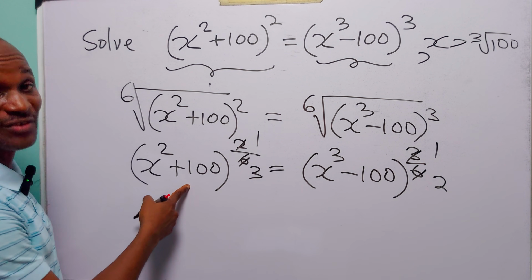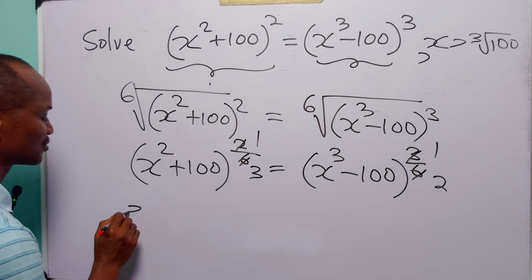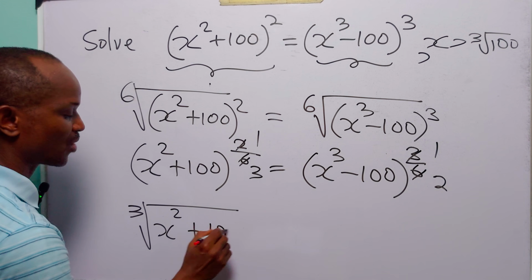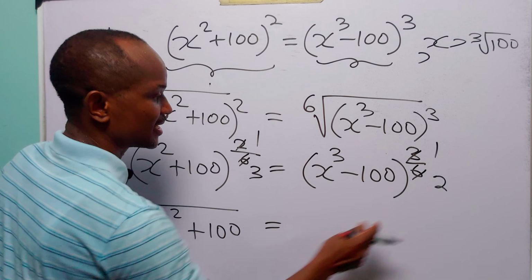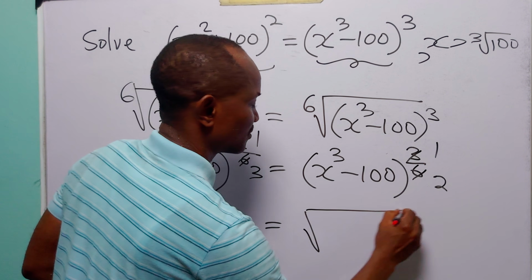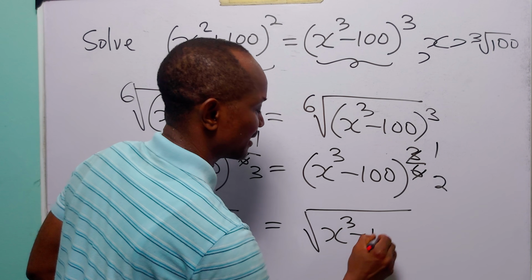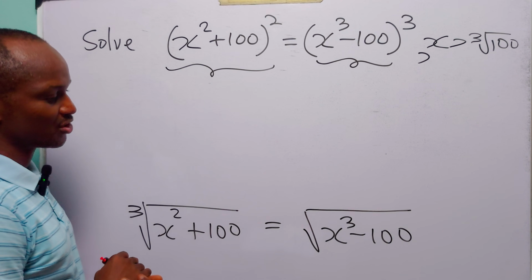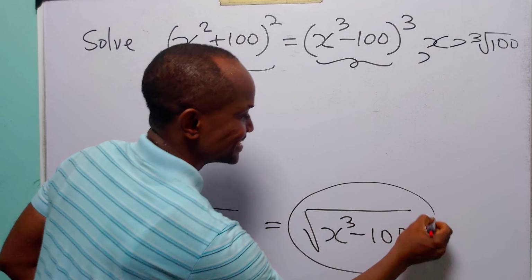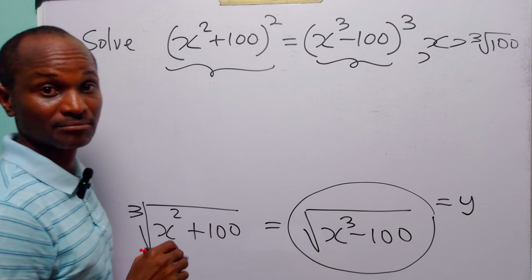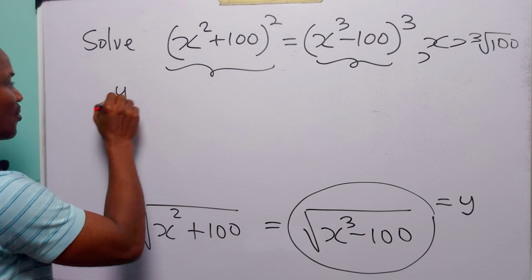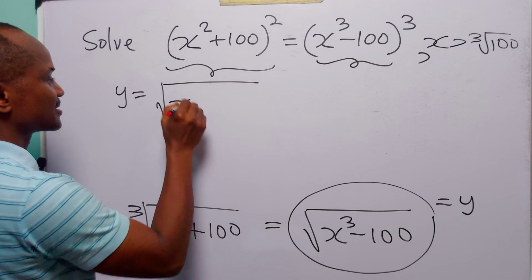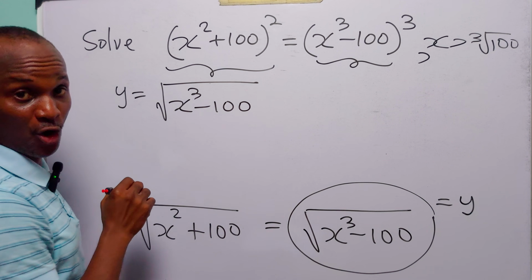So on the left hand side of this equation, we have the cube root of x squared plus 100. And this is equal to the square root of x cubed minus 100. Now let us do a substitution. Let us call this quantity y. That means that y is equal to the square root of x cubed minus 100.